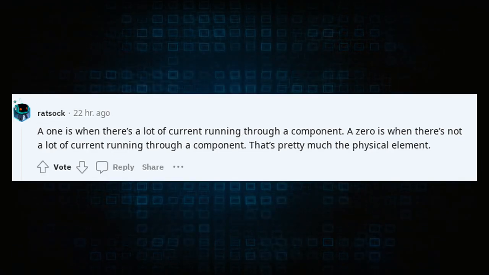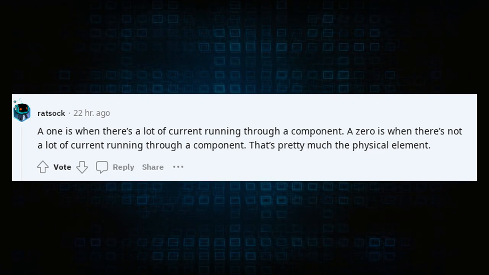A 1 is when there's a lot of current running through a component. A 0 is when there's not a lot of current running through a component. That's pretty much the physical element.